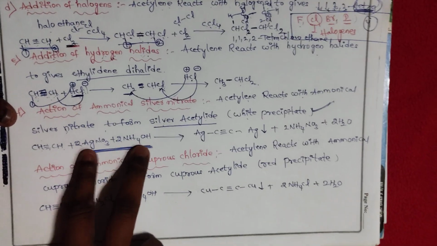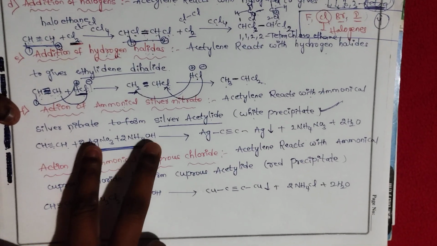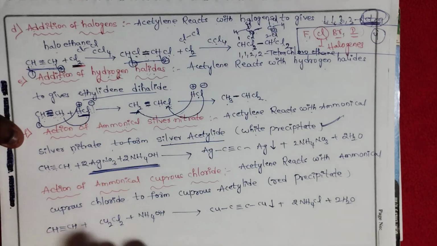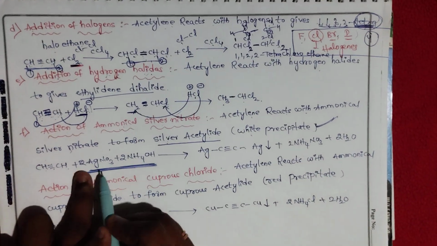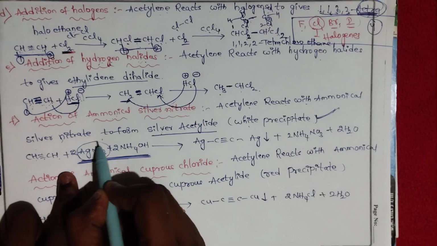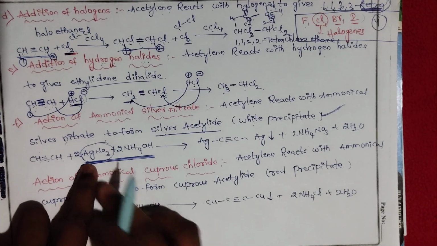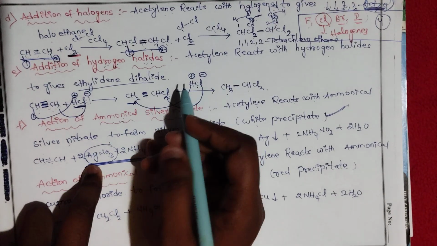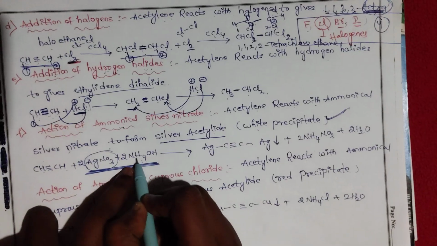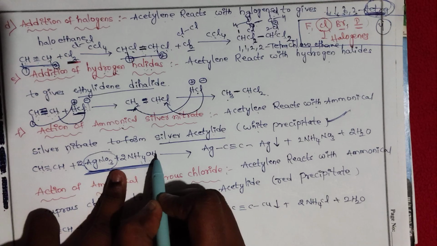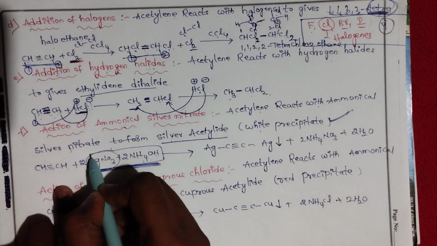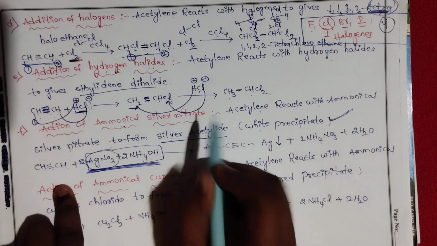So these two types of compounds we mentioned are ammoniacal silver nitrate. What is the formula of ammoniacal silver nitrate? Silver nitrate is nothing but AgNO3, in combination with ammonia. Ammoniacal in nature, we take it as NH4OH. So NH4OH and AgNO3, this mixture is called ammoniacal silver nitrate.